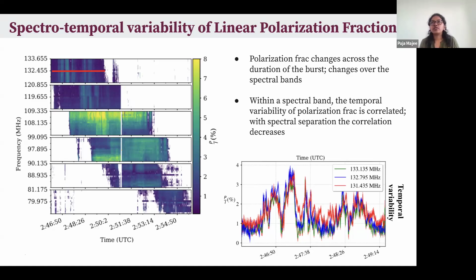Now, there could be two possibilities. One, the linearly polarized emission is occurring at a higher height in the solar corona. As you have seen, these are 160 kilohertz frequency resolution images. If the Faraday rotation is such that within the 160 kilohertz band it depolarizes the linear polarization, then we don't expect to see it. So within this 160 kilohertz bandwidth it has to survive. For that, the linear polarization has to occur at a higher height.